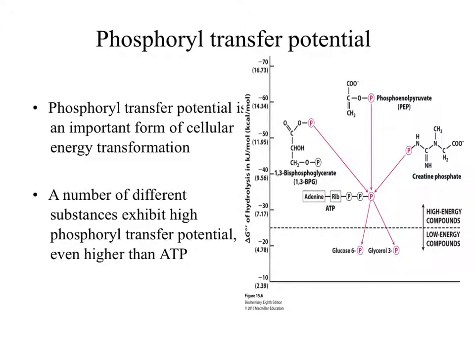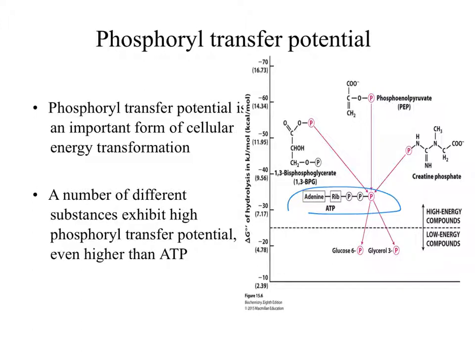So when we were talking about the phosphoryl transfer potential, this is important in terms of the cellular energy transformation. And there are a number of different substances that are going to have different phosphoryl transfer potentials. Some of them are higher than ATP, some of them are lower than ATP. So you see that there are different potentials associated with these. And based on the position of ATP, we see that it actually is intermediate in terms of its transfer potential. So it lies at an intermediate position, and that allows it to efficiently function as a carrier of phosphoryl groups.